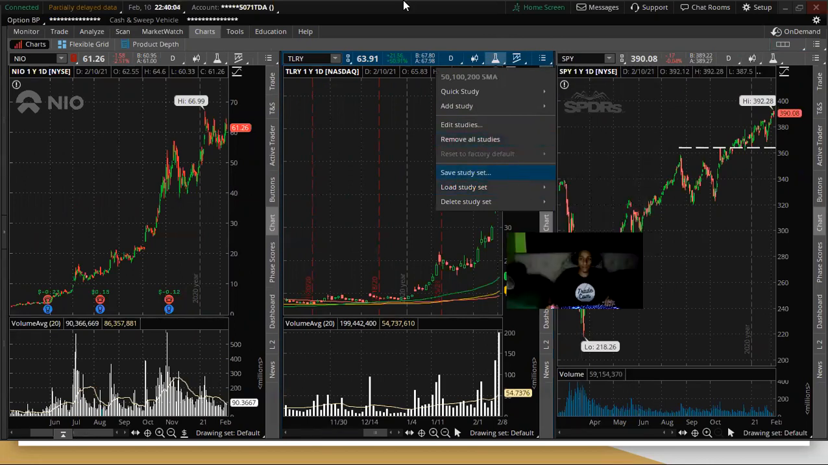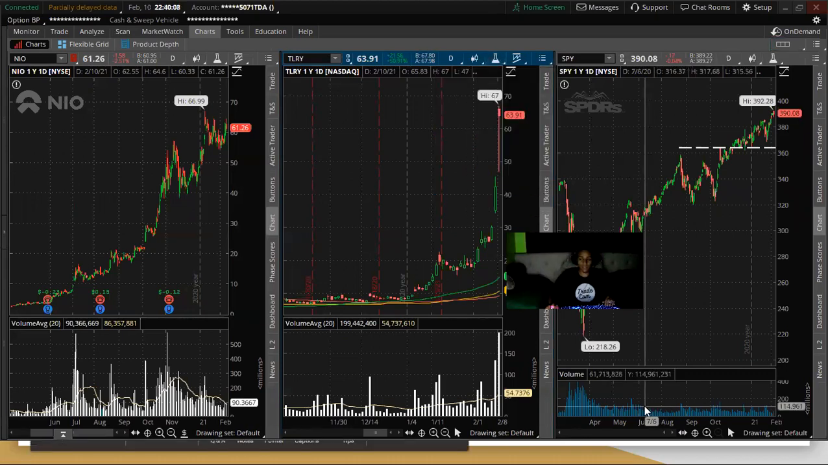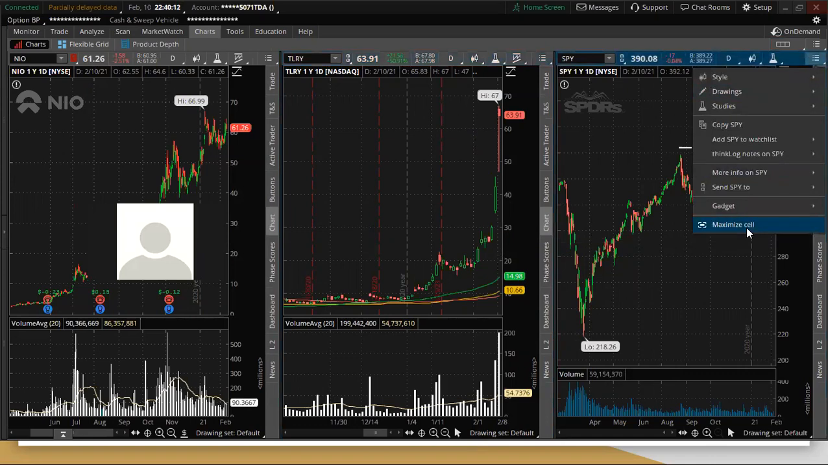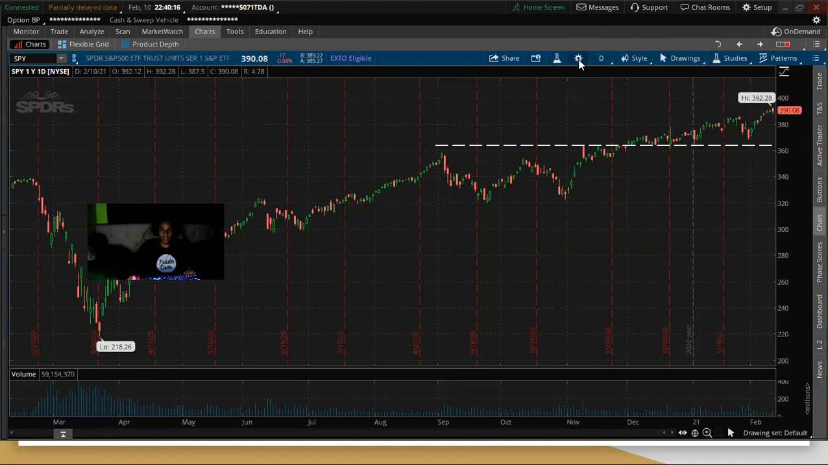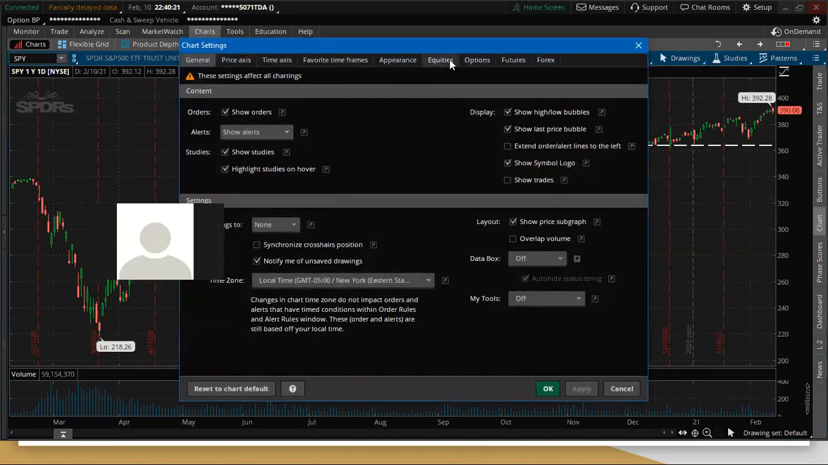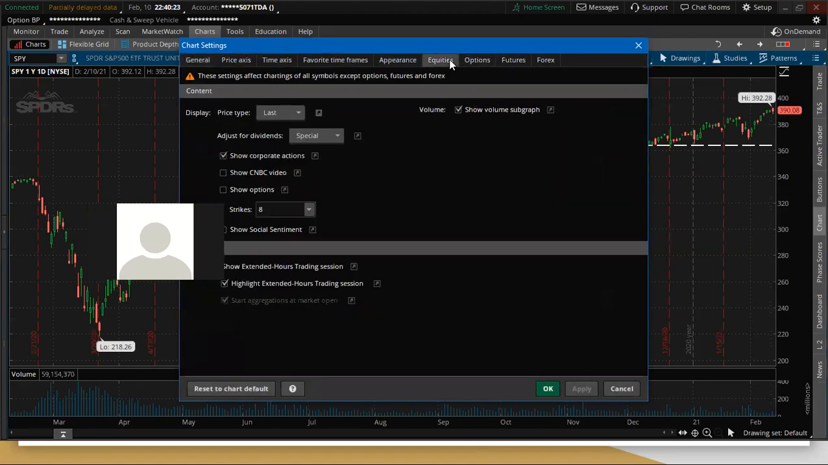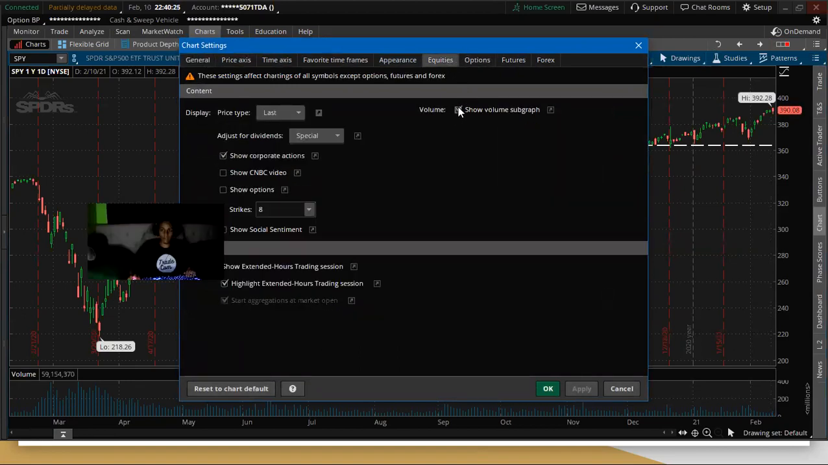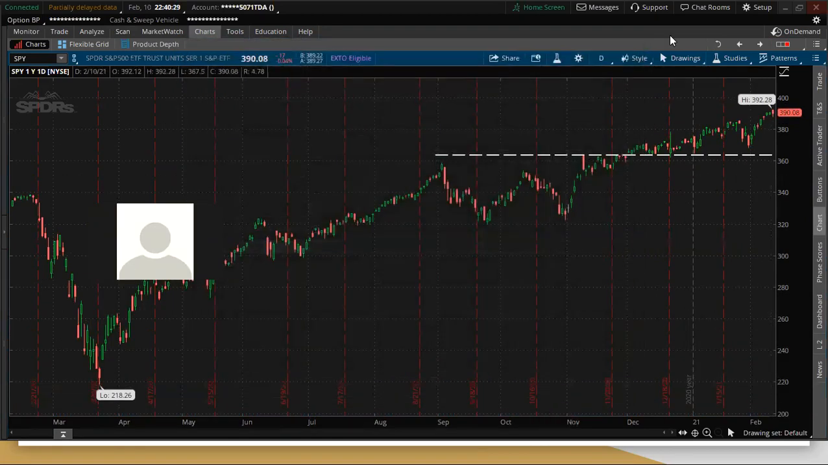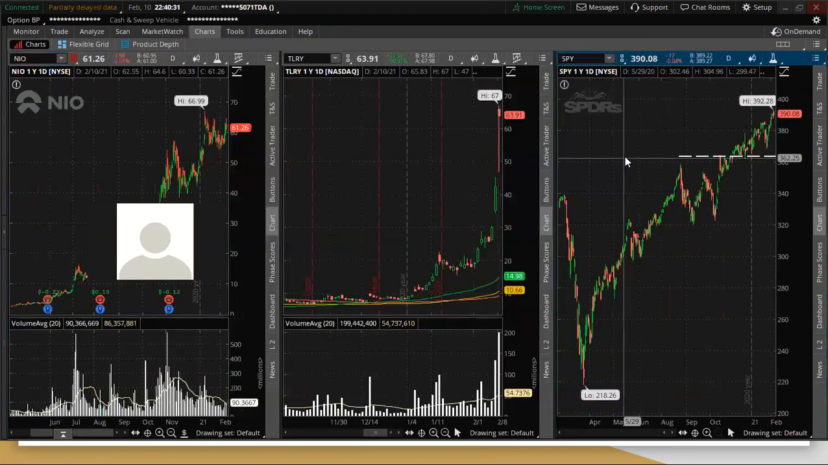Oh, wait, there's a little volume bar over here, the second one they came up with. How do you remove that one? Okay, so you're going to open up your maximized chart. You're going to click on the gear, go to get equities, and unclick this volume subgraph over here. All right, apply, and it's gone.